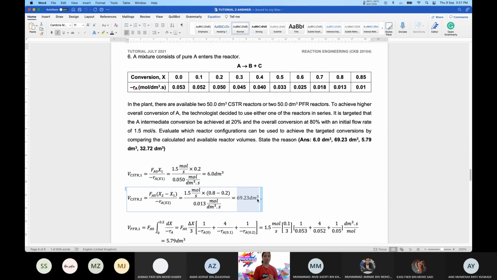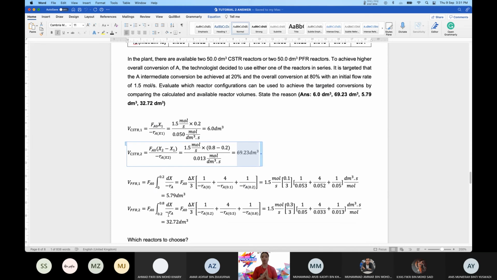Okay, so perhaps you might wonder why the first reactor volume is small while the second reactor is suddenly big. If you think logically, the first reactor conversion is only from 0 to 0.2. But the second reactor is big because it goes from 0.2 to 0.8. From 20%, I want to convert to 80%. So naturally, the bigger the conversion, the bigger the reactor will be. That is why the second reactor volume is very large, but the first reactor volume is small, because only 20% needs to be converted in the first reactor. Okay, so done. For the CSTR, we have made the conclusion: it cannot be used.